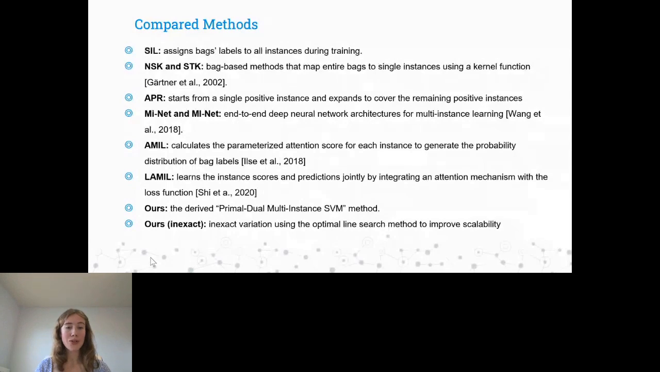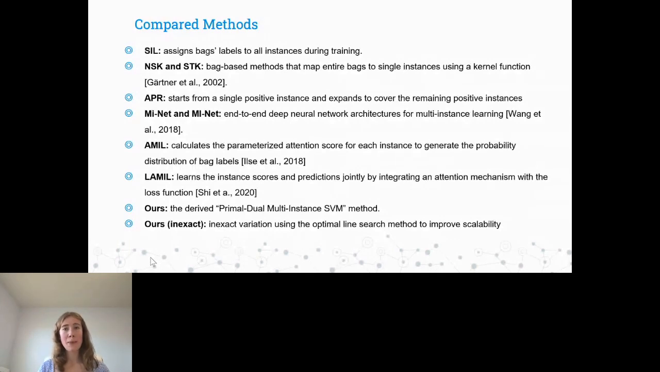So we compare our method against popularly used algorithms. The single instance learning method assigns the bags labels to all instances during training. We also compare it to the normalized set kernel and statistics kernel, which are two bag-based methods that map entire bags to single instances using a kernel function. Another one of the methods is the axis parallel rectangles algorithm, which is an MIL model which starts from a single positive instance and grows the APR by expanding it to cover the remaining positive instances.